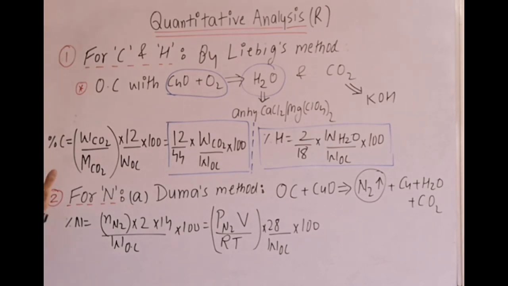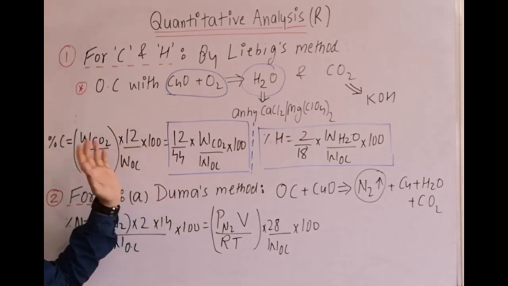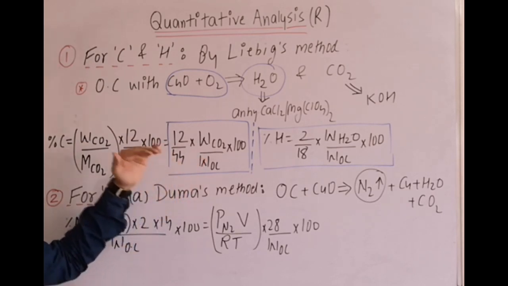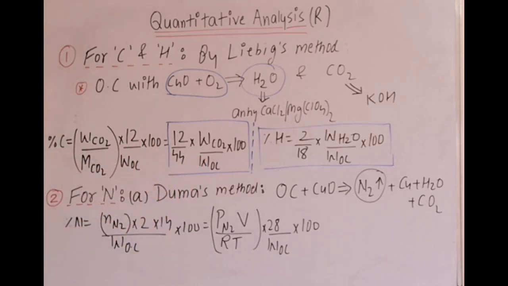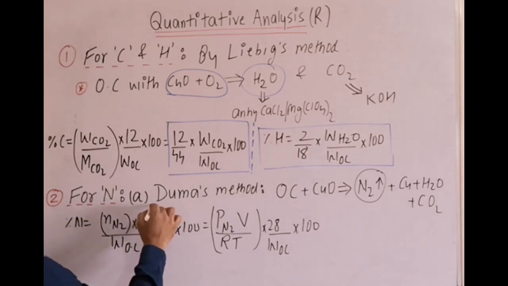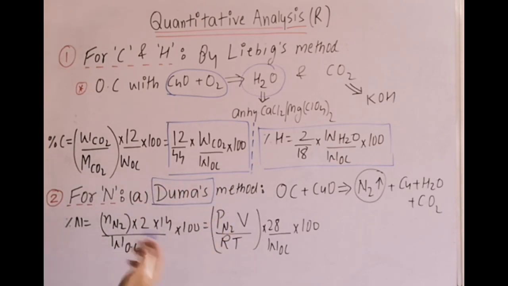Now here this is not that important, but yes, it is given, so you can go through that part completely. The important one is the next one, which is estimation of nitrogen. For nitrogen we use first which method? It is Dumas's method, a very important method, and the important part is their numericals.